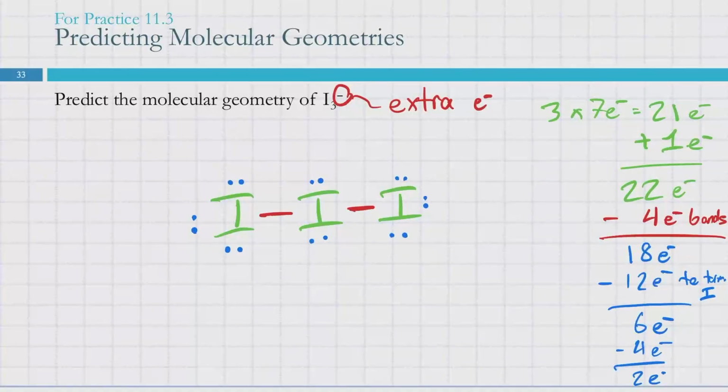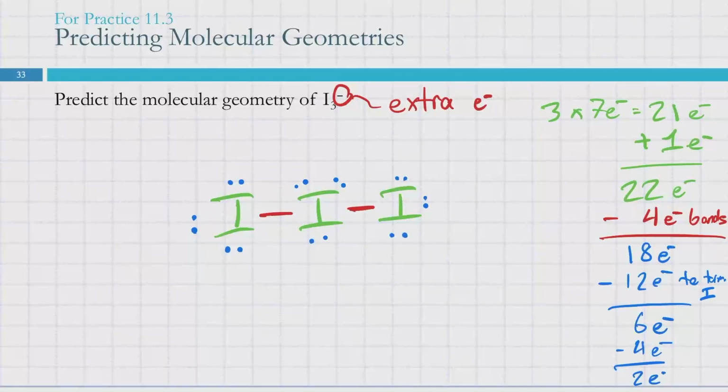We already have single bonds. That's the minimum amount of sharing that we can do. Where can we put this last lone pair? If we've already got full octets, where can we put our last lone pair? It's also on the middle iodine.